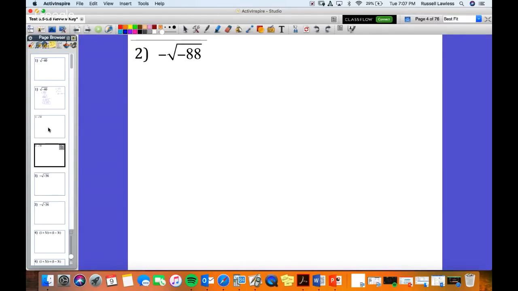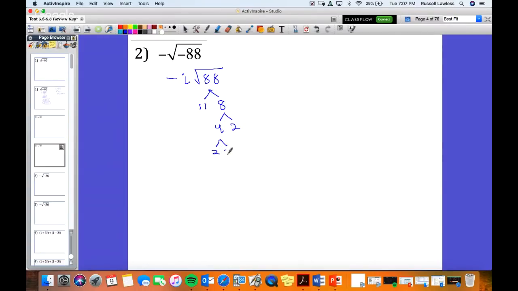So we're going to look again. Now notice that if I have a negative underneath the radical, the first thing that's helpful to do is get rid of that negative by taking out the i. So now we have negative i square root of 88. Now let's look and see what values can go into 88. Well, I know 88 is 11 times 8. And if I break out 8, that's 4 and 2.